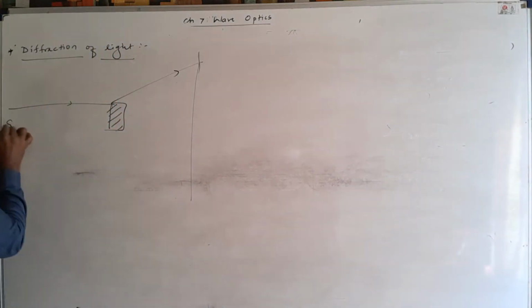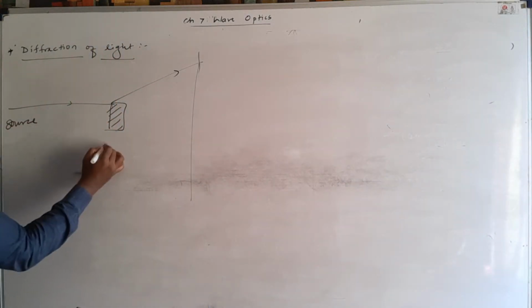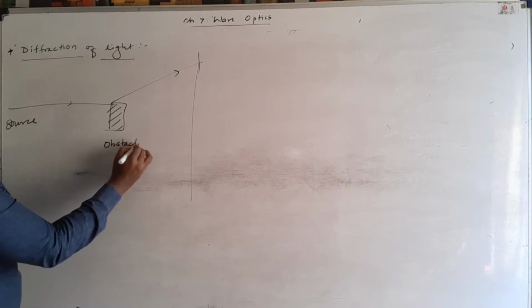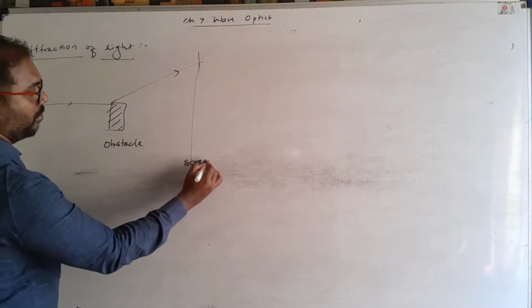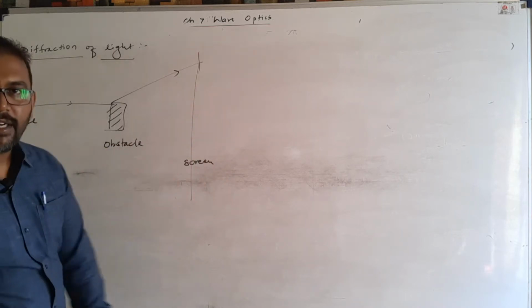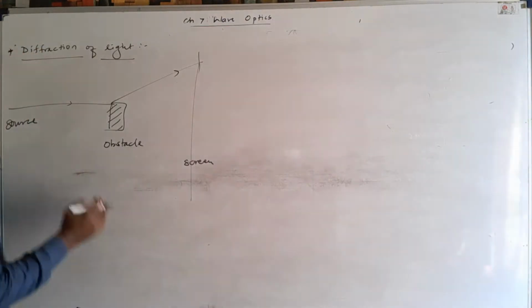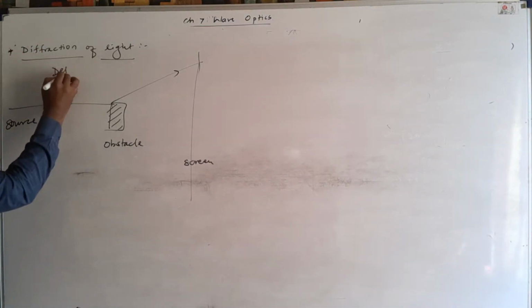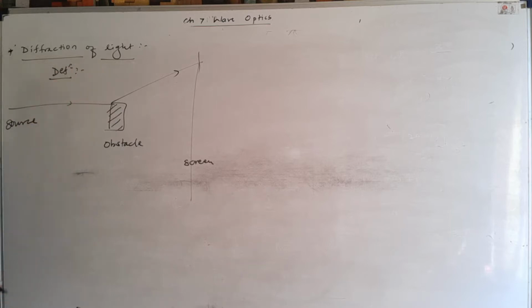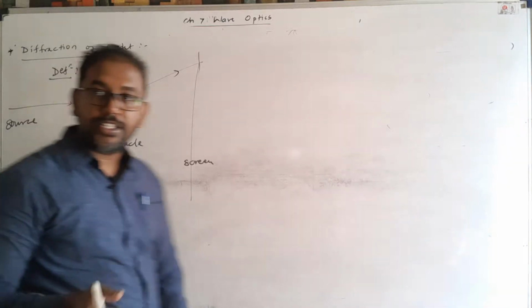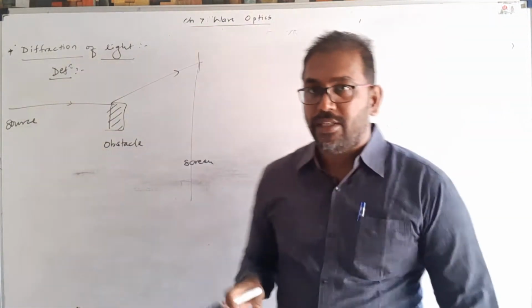In diffraction, a source of light is coming. This is the obstacle and this is the screen, on which we can see the diffraction pattern. So this diffraction, meaning bending of light round the edge of an obstacle, is called diffraction. I hope everyone understood what diffraction is.